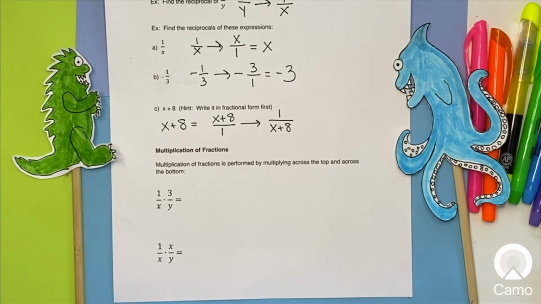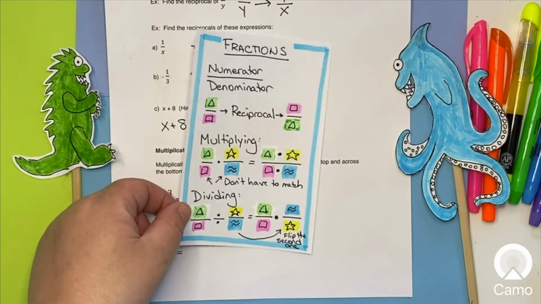Multiplication of fractions is performed by multiplying across the top and across the bottom. Multiplication loves you. Multiplication loves you so much. Addition and subtraction, they hate you. They hate your guts. I'm sorry. It's not you. It's not personal. They hate everybody. But multiplying is really a lovely experience.